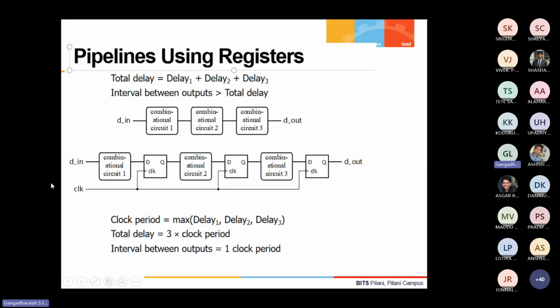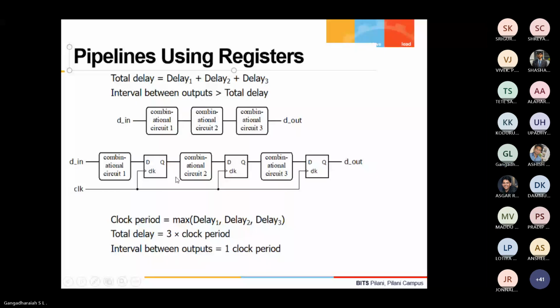I try to break it. Let's say I insert this D flip flop in between, and I trigger it by a clock. This is my D in. So now what is the clock period? It is the maximum of the delay generated by combinational circuit 1, combinational circuit 2, and combinational circuit 3. What is the total delay? The total delay is 3 times the clock period.